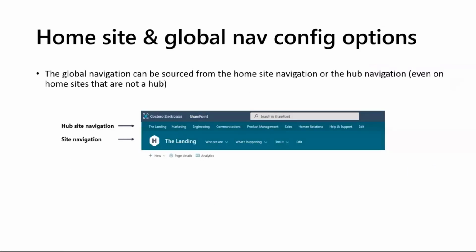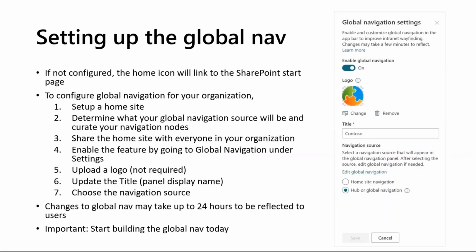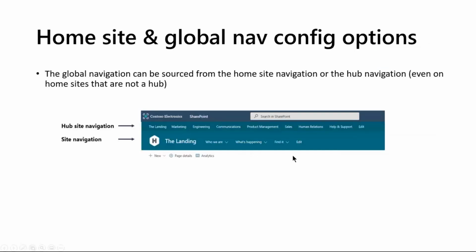But now let's talk about the config options. Just really quickly, key takeaways from here. You need a home site set up for your organization. That's where you set up the global nav. You can start curating your nav nodes today. No need to wait for the feature to hit your tenant. And this will make more sense once I go through the navigation sources. And then don't forget to share your home site so that people can actually access it. Okay, so let's talk about navigation source options.